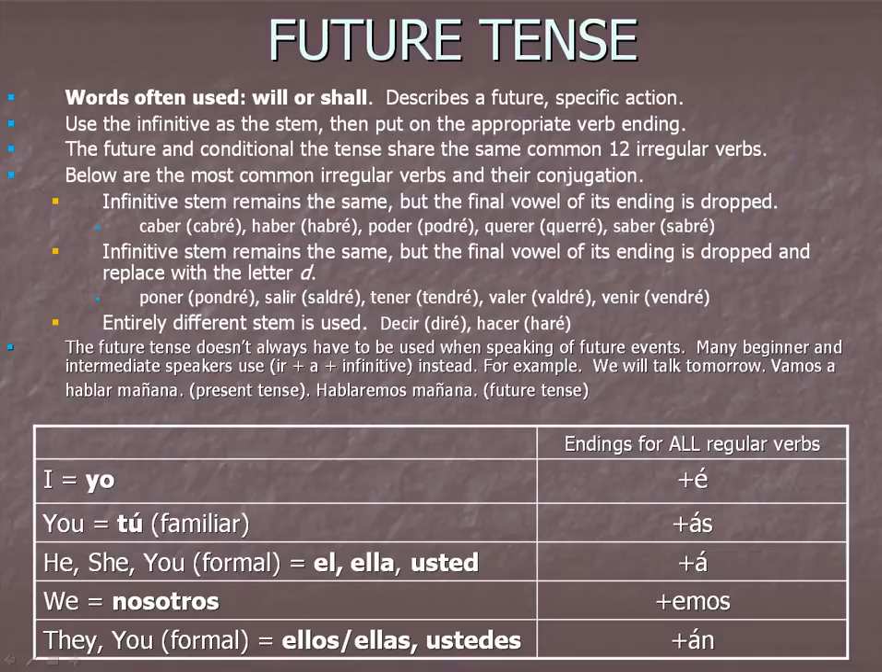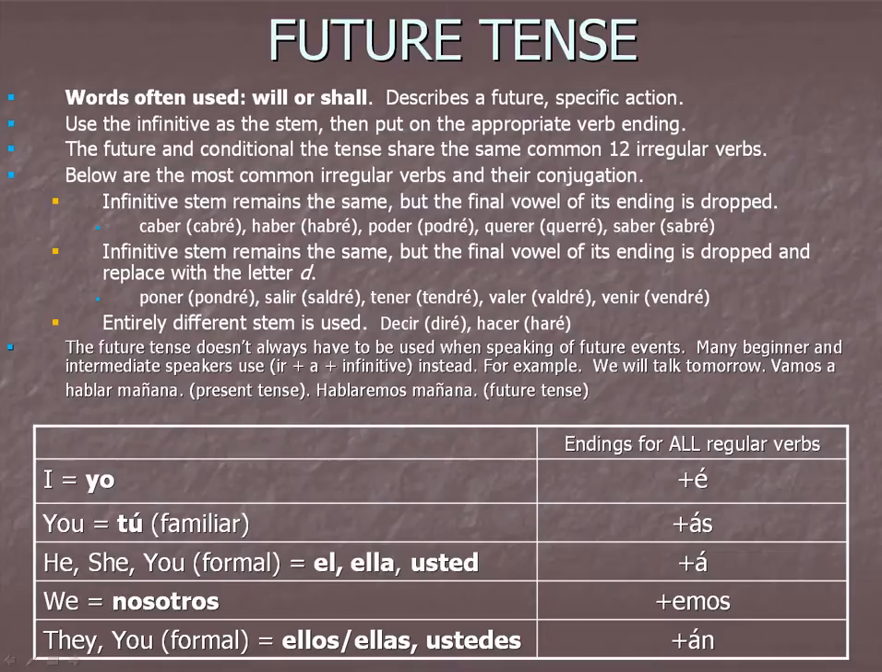Also, unlike the present and preterite tense where the infinitive ending is removed and you add the appropriate ending to the verb base, the future tense uses the whole verb, and then it adds the ending. Also, you don't even need to really use the future tense when speaking of future events. A lot of beginners shy away from it. Instead, they use ir plus a plus the infinitive.